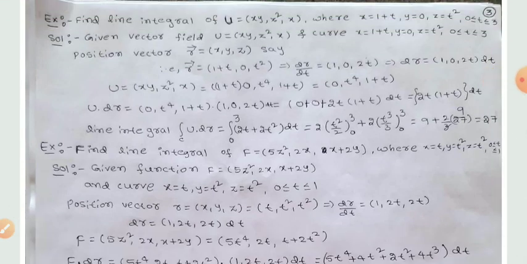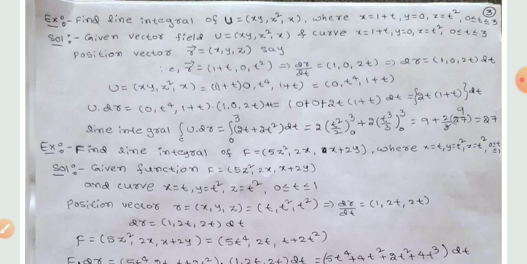Now the problem: find the line integral of u = (xy, z², x), where x = 1 + t, y = 0, z = t², with t between 0 ≤ t ≤ 3. Here we have to find the line integral.